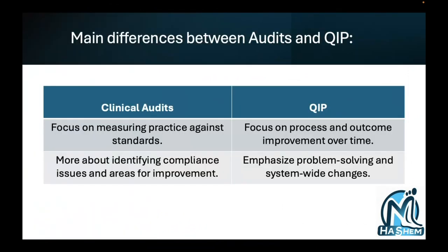So the main difference between the audit and QIP is that the audit is measuring your practice against a standard, not about your practice alone. We don't look into whether you are doing well or doing badly. We look into whether you are following the standards or the guidelines or not. But the QIP is not that. It's a continuous improvement process. You go, you check what you are doing, you ensure whether what you are doing is perfect or not, and if it's not perfect, why it's not, and plan to make it perfect.